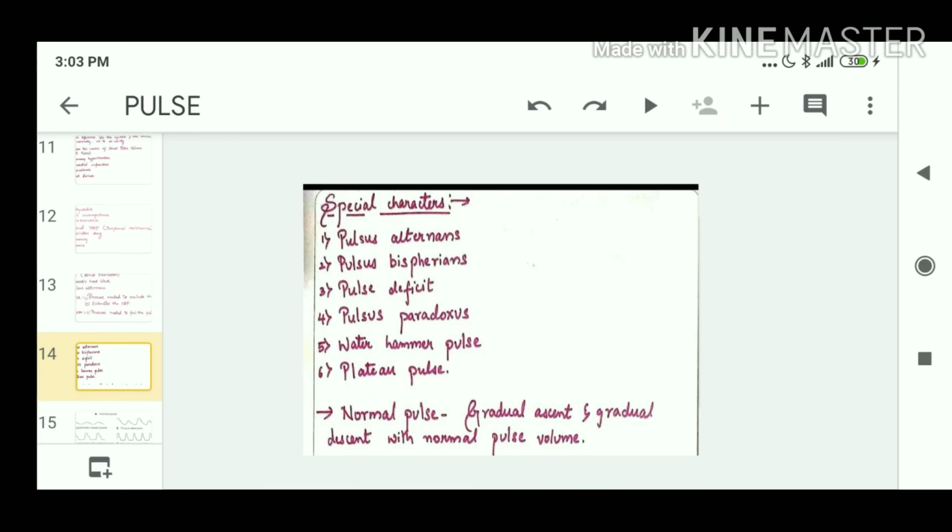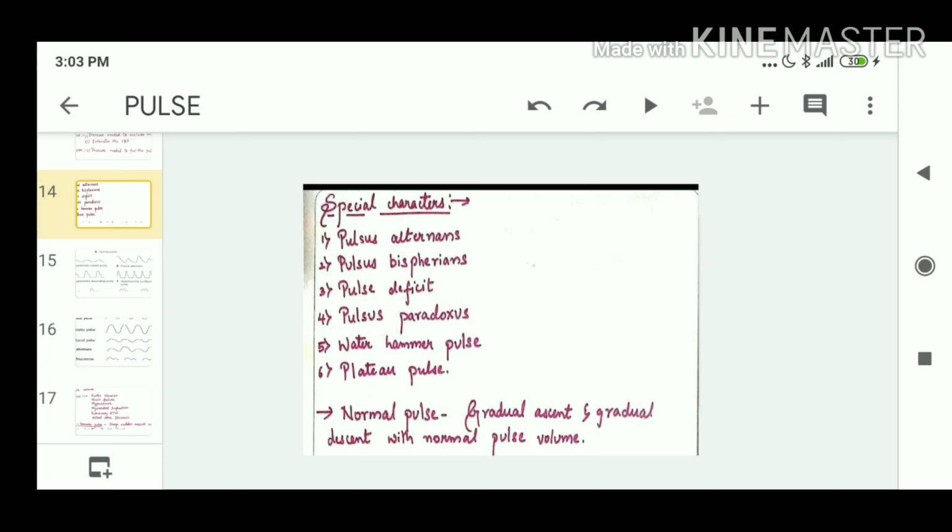So next, coming to the special characters. It is very important, my dear friends, what are the special characters of the pulse, and all of them have differences between them. The names they pronounce as similar, but they have differences. We will know in the next coming slides. Okay, so what are the special characteristics of a pulse? Pulsus alternans, pulsus bisferiens, pulse deficit, pulsus paradoxus, water hammer pulse, and plateau pulse. So these are the special characteristics of a pulse.